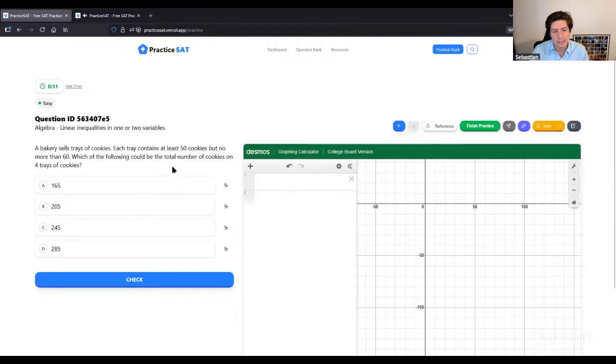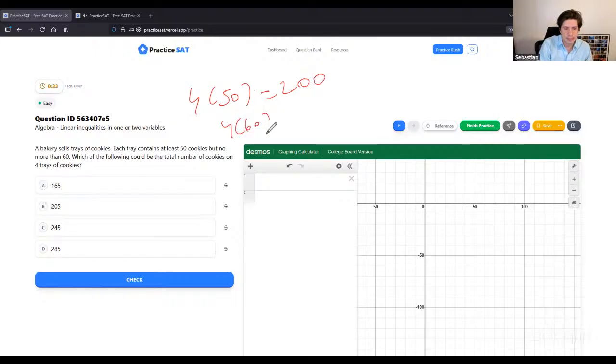A bakery sells trays of cookies. Each tray contains at least 50 cookies, but no more than 60. Which of the following could be the total number of cookies on 4 trays of cookies? So the minimum would be 4 times 50. So that's going to be 200. And then the maximum would be 4 times 60. That's going to be 240. So the answer has to be between 200 and 240. There should only be one option for that. And that is true. That's only B.